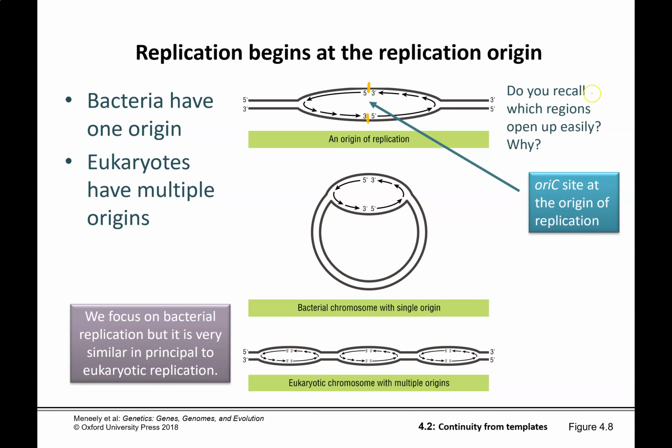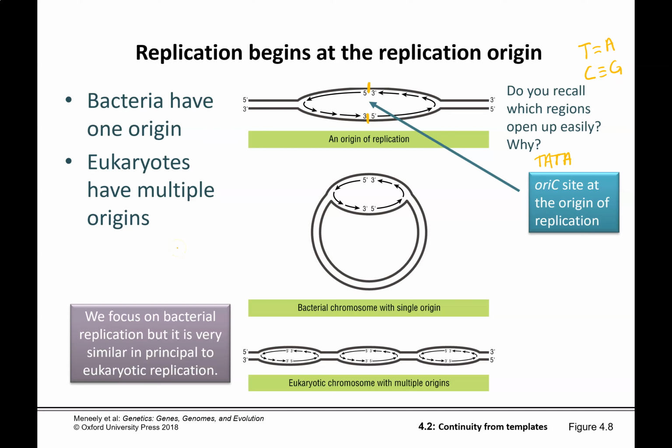Now, I have this little note here. Do you recall which regions open up easily? Think back to our nitrogenous base pairs. Remember, T makes a double bond with A, and C makes a triple bond with G. It's easier to pull apart these double-bond TA regions because it requires less energy, since we're only breaking 2 hydrogen bonds instead of 3. So these origin sites tend to be AT rich, because it's easy to get in there and pull them apart.